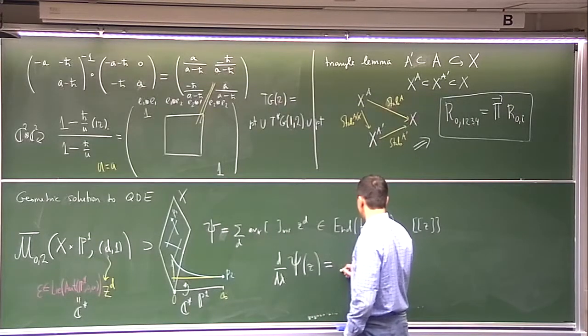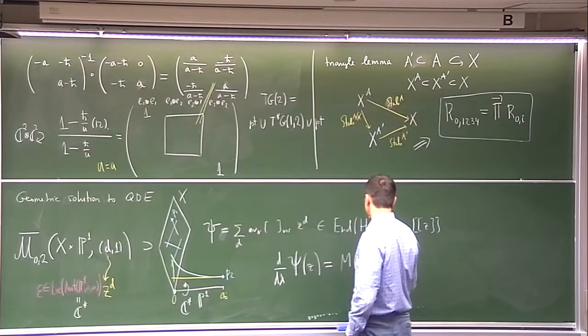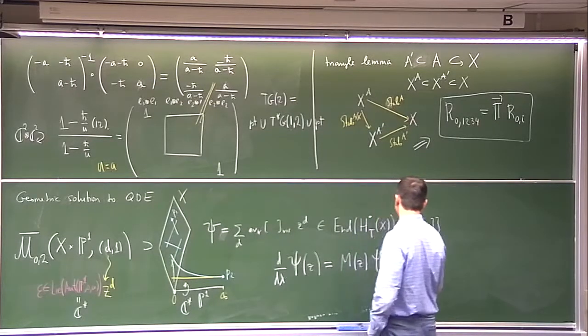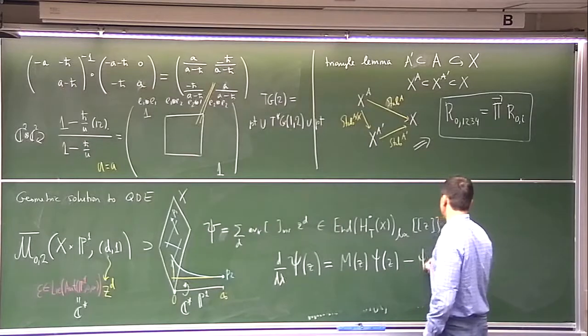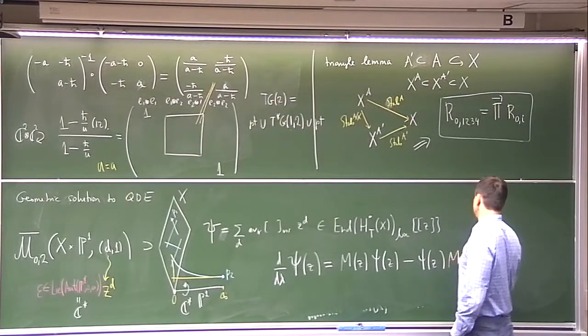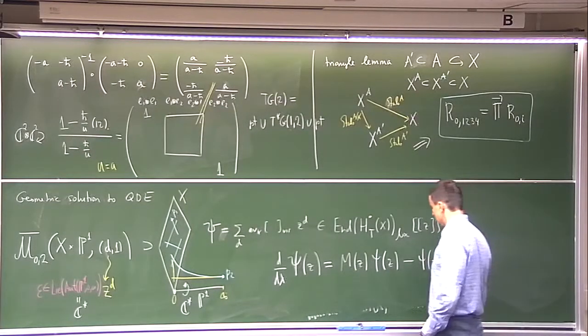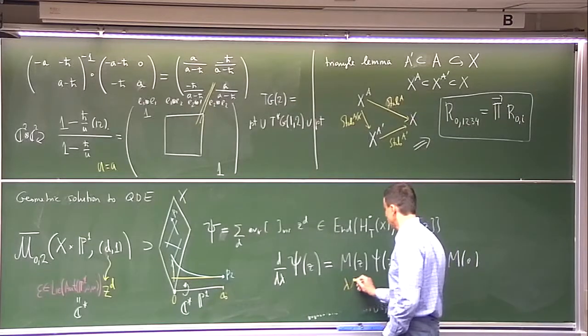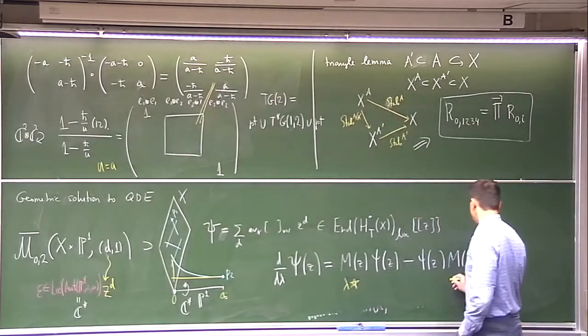I'll write first m of z, psi of z minus psi of z, m of 0. And so on this side, this is an operator of quantum product by lambda, and this is an operator of classical product.